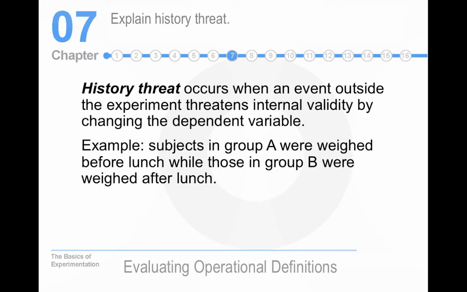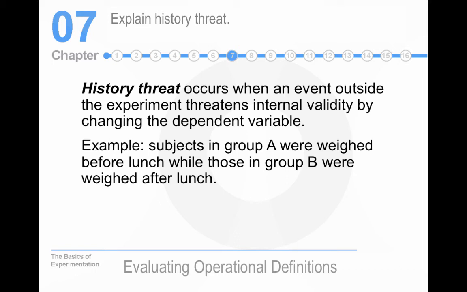History. What is history as a threat to internal validity? Any event that's outside of your experiment that could have an effect on the people you're studying. So let's say, for example, that we were studying happiness or anxiety right before the 9/11 attacks, and then our study continued right through September 11th, 2001. So let's say we were working on it a week before and a week after.